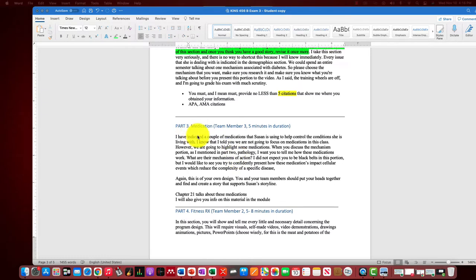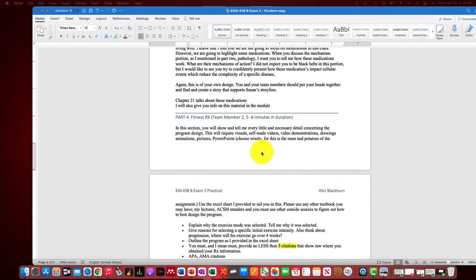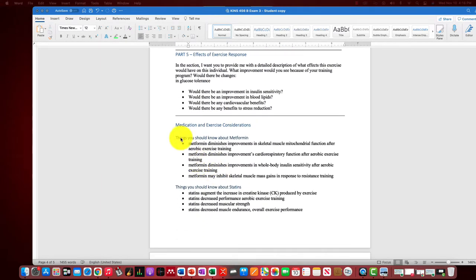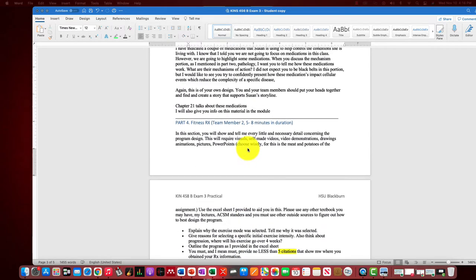So, as I have indicated, a couple of medications that Susan is using are going to help control the conditions that she is living with. I know I told you that we are not going to focus on medications in this class. However, we are going to highlight some medications. Now, just really quickly, if you scroll down here, I put right here, medications and exercise considerations. So I told you what metformin does and what statin does to exercise. So you guys can use this however you want. Just it must be used.